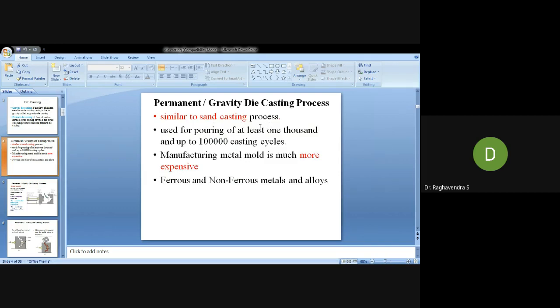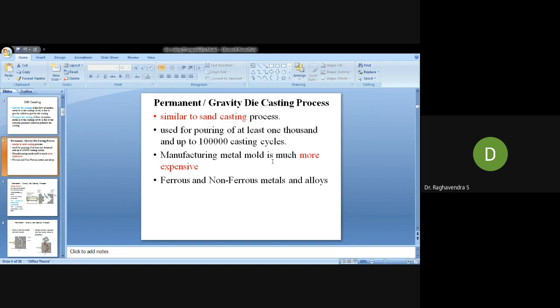Right. Let us see permanent gravity die casting. Similar to sand casting, it is used for pouring from at least 1,000 up to 1 lakh casting cycles. If I have a lot of small components, to make 1,000, 2,000, 5,000 products, then I'll go for permanent die casting. Usually people will do permanent die casting. If you want, I can show you the permanent die when you come to my chamber. We have made one permanent die for manufacturing a spoon. You can see that.